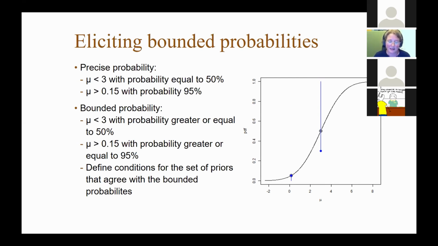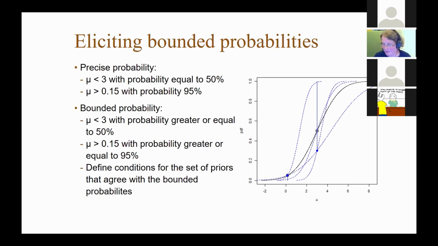And then we define conditions for the sets of priors that agree with these bounded probabilities that have been elicited. Then we can think of many different possible priors agreeing with these conditions. And then we search for the choices that result in the bounded outcomes of the uncertainty in the quantity of interest.